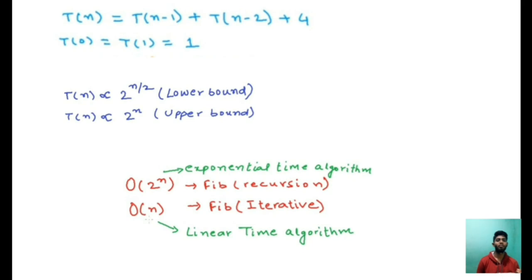Okay, big O of 2 power n is an exponential time algorithm, and big O of n is a linear time algorithm. If you compare these two, more time will be taken by the exponential time algorithm, but the linear time algorithm takes less time, because the linear time algorithm depends on the input size, but the exponential time algorithm goes on increasing exponentially.